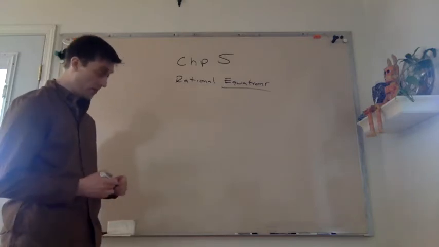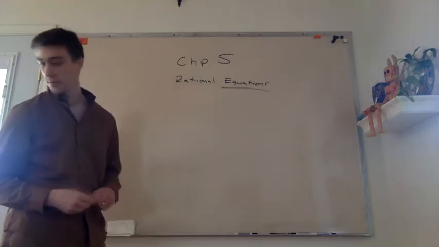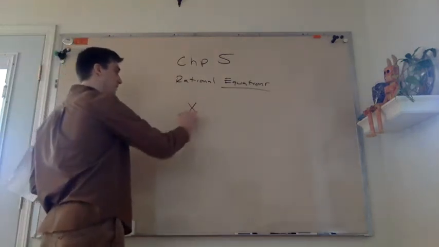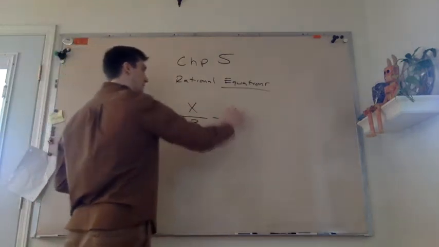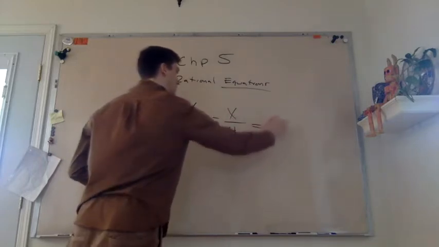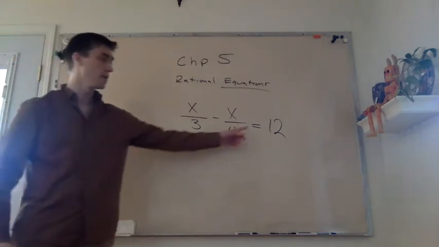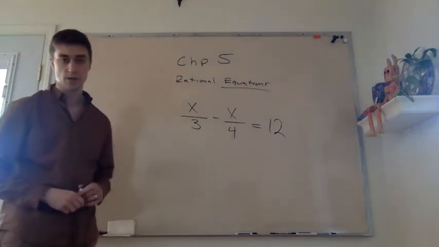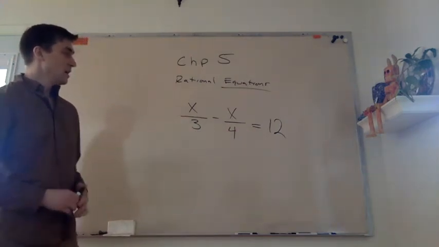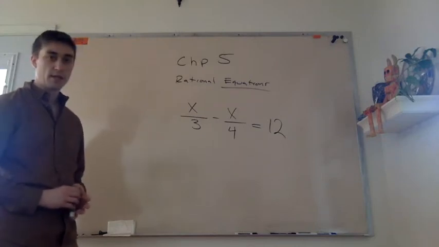There's a couple different ways to do this, but first of all, here's what we're talking about. Something like this: x divided by 3 minus x divided by 4 equals 12. This is a rational equation, simply because it has an equal sign, so it's an equation, and it's rational because it has fractions in it.